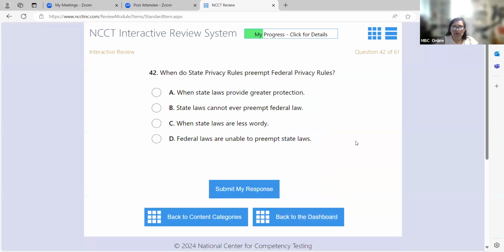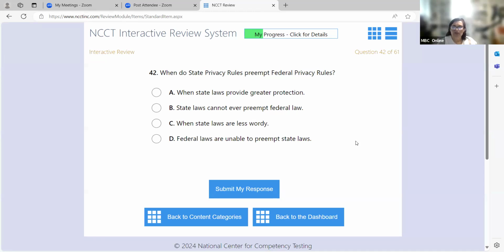When do state privacy rules preempt federal privacy rules? So it's kind of like, when do state privacy rules take over or go over federal privacy rules? A, when state laws provide greater protection. B, state laws cannot ever preempt federal law. C, when state laws are less wordy. D, federal laws are unable to preempt state laws. Okay, that was kind of backwards.